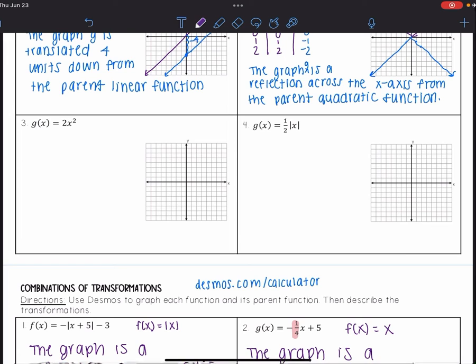So this next problem we have g of x is equal to 2x squared. So first, I need to figure out the parent function for this. I see I have that x squared here, so that means my parent function is a quadratic function, so that's going to be f of x is equal to x squared. So now I want to graph both of these functions on this graph. So I'm going to create a chart. So I have x, I have my parent function x squared, and then my g of x, which is 2 times my parent function x squared.